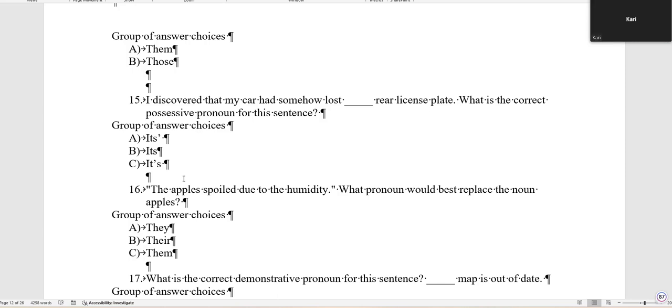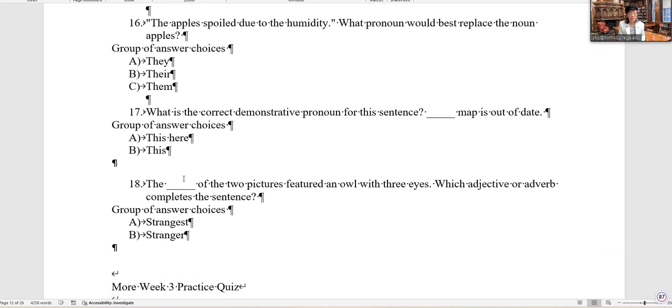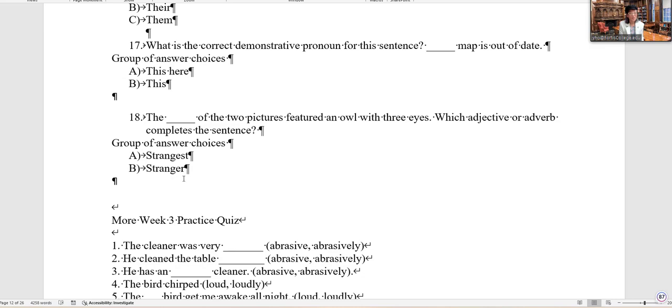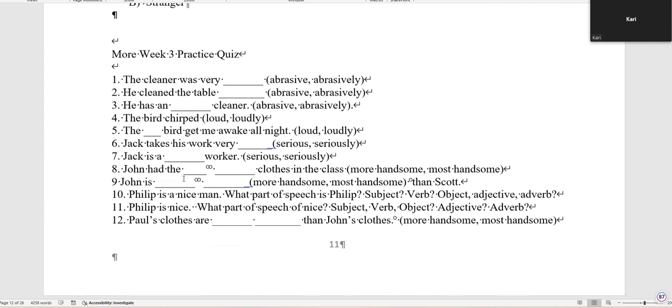B. The apples spoiled due to the humidity. What pronoun would best replace the noun apples? They. What is the correct demonstrative pronoun for this sentence? B. We did this one already, but let's see if you remember. Is it the stranger or the strangest? Stranger. So here's some more practice.